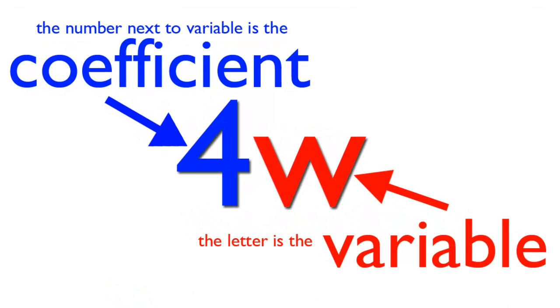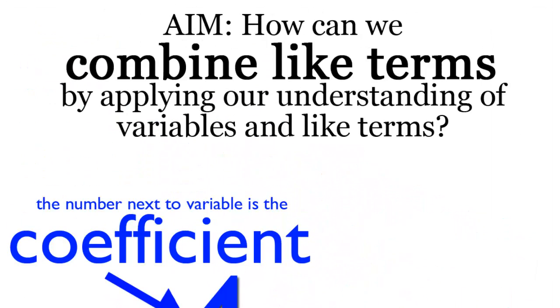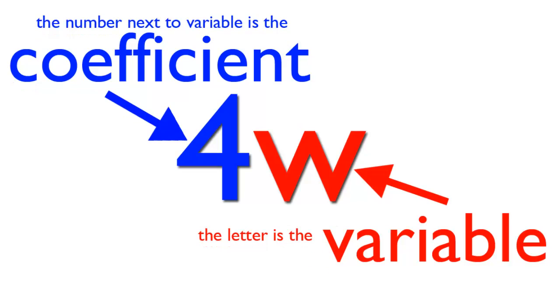Here we have a term featuring the coefficient and the variable, and today we're going to be talking about how we can combine like terms by applying our understanding of variables and like terms. The number next to any variable or letter is called the coefficient, and to the right of the coefficient is a letter which we're going to refer to as the variable. So it might be Q, L, G, any letter, right?